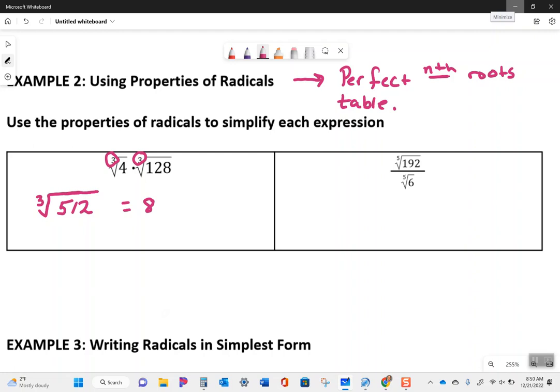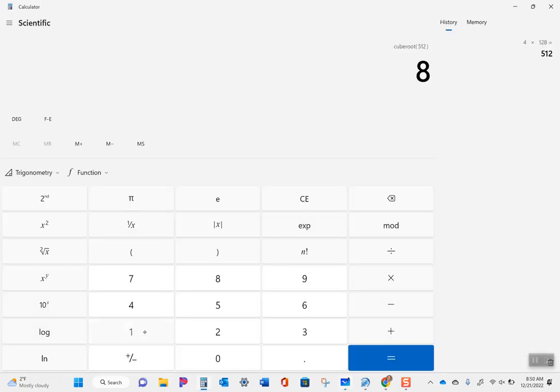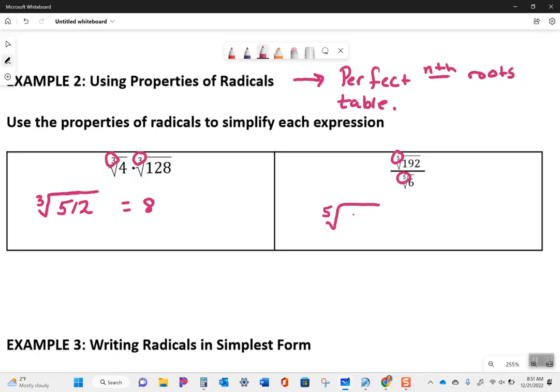Okay. Kids, this next one right here, which root am I looking at for both of these? 5th root. So since those roots are the same and it's a quotient, this could simply be the 5th root of whatever 192 divided by 6 is. So let me do this. 192 divided by 6. What value is that? 32. Well, lo and behold, my friends, let me write this down. This is the 5th root of 32, but it actually turns out that 32 has a perfect 5th root.